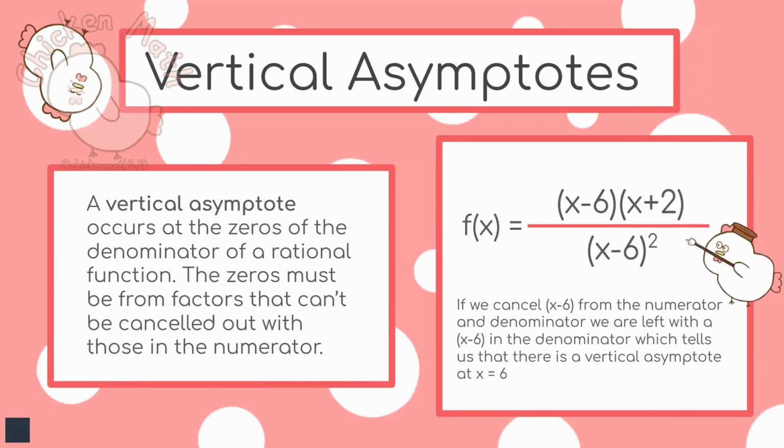Okay, guys, so now we're going to be talking about vertical asymptotes. And a vertical asymptote occurs when a factor in the denominator cannot cancel out with a factor in the numerator. So in this equation, f of x, we see that there's an x minus 6 on the top and the bottom. However, if we cancel an x minus 6 from the top and the bottom, that results in there being 1 x minus 6 at the bottom. Since all the factors didn't cancel out, that tells us that there's a vertical asymptote at x equals 6.